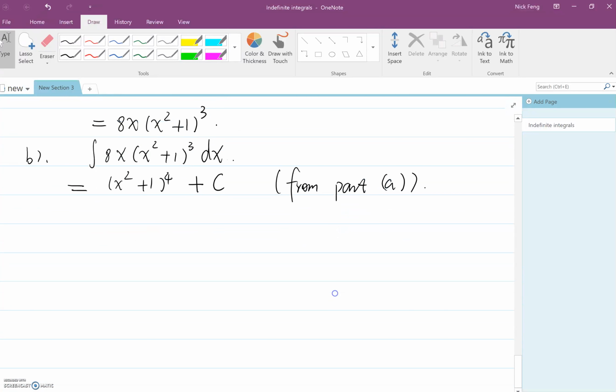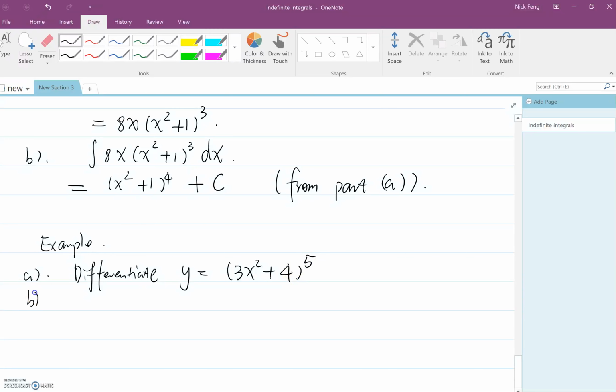Now, let's have a quick look at a question something like this. If I ask you to differentiate y equals 3x squared plus 4 to the power of 5. And the second part I ask you to evaluate, sorry, I'm running out of time, the integral of x times 3x squared plus 4 to the power of 4 dx.